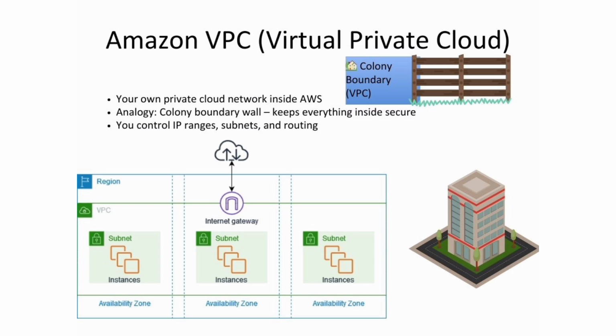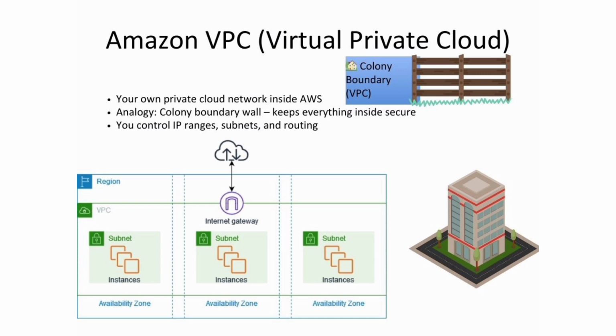So let us compare it with a real world example. Okay, so imagine you are building a new housing colony. This is the most popular example when it comes to explaining VPC concepts related to cloud computing, so I'm also using the same. So let us assume that you are building a new housing colony. First of all, what you will do, you will set a boundary, right? So the colony boundary wall is what VPC is. That means you are keeping everything inside private and secure.